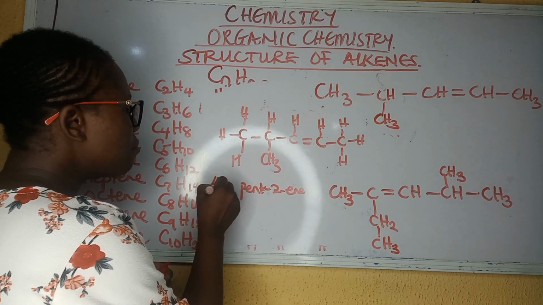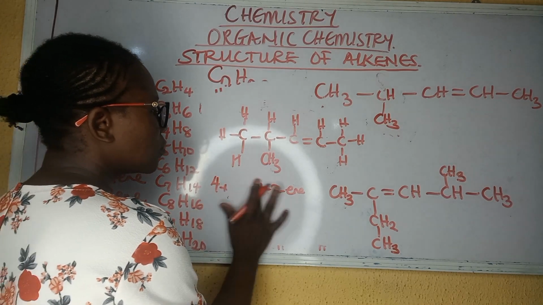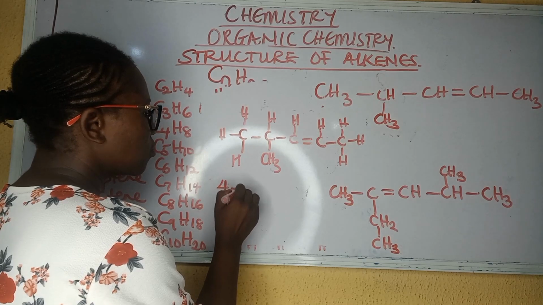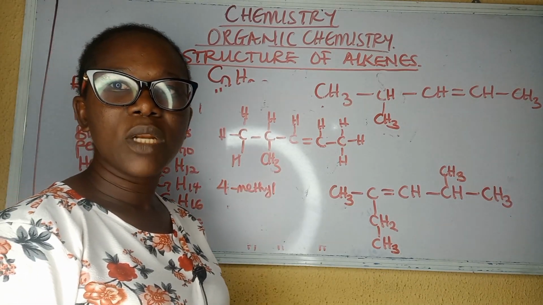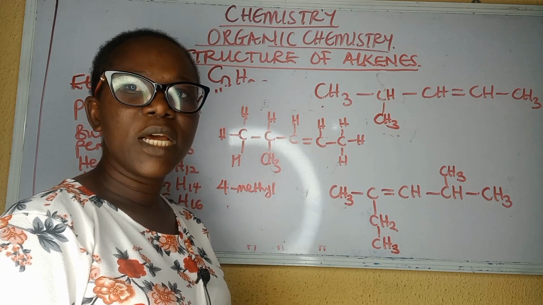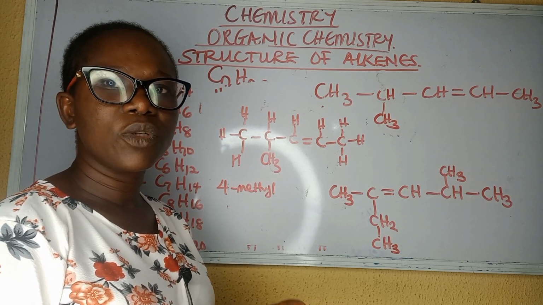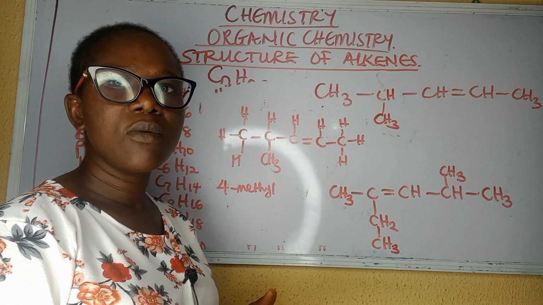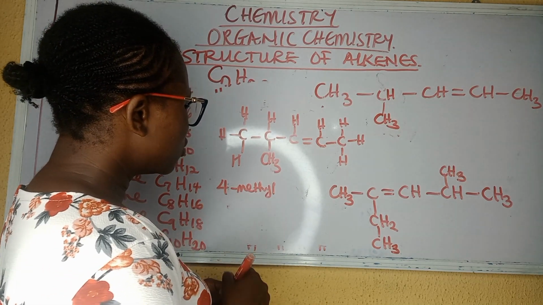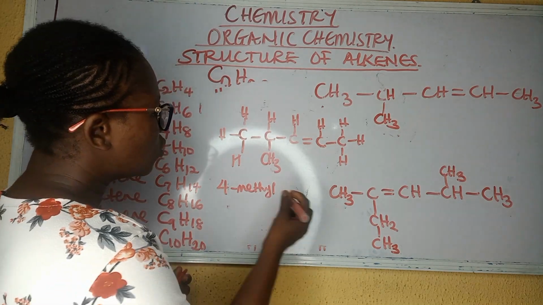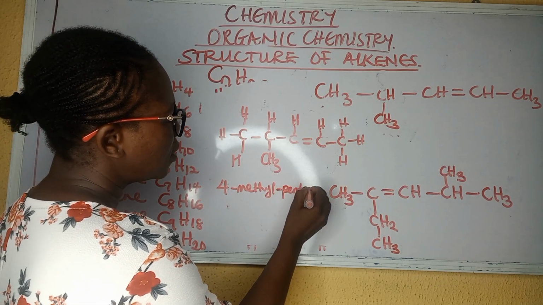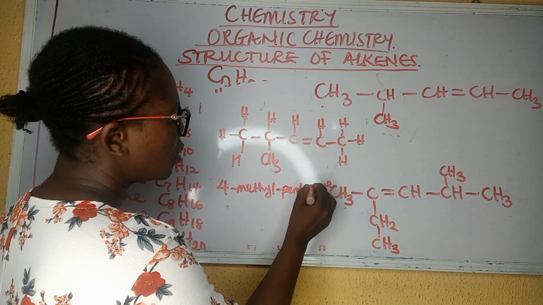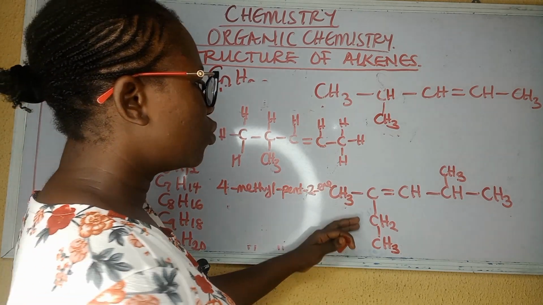That is 4-methyl. Methyl because it is an alkyl group. Watch out for my video on alkyl groups. I think I've made a video on that, where we have CnH2n+1. We use it to form alkyl and other members of the group, all the alkyl groups. So this is 4-methylpent-2-ene. So you can use this method to do this one.